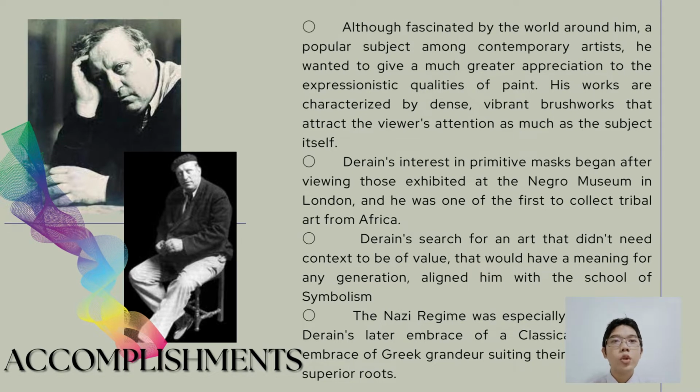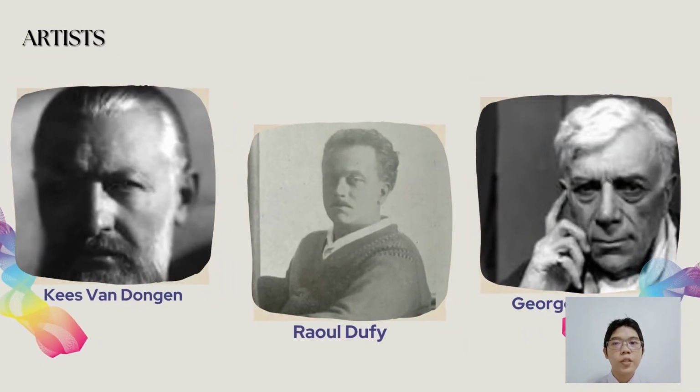And worthy to include as key artists of Fauvism art movement were number 4, Kees van Dongen, a Dutch-French painter born January 26, 1877 and died May 28, 1968. And number 5, Raoul Dufy, a French painter, printmaker, and textile designer. Born June 3, 1877 and died March 23, 1953.